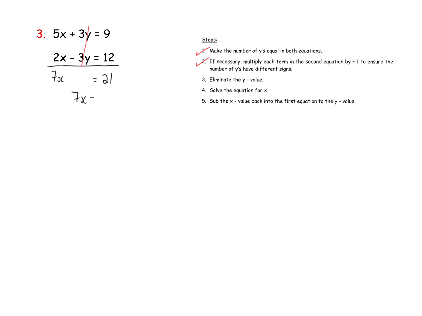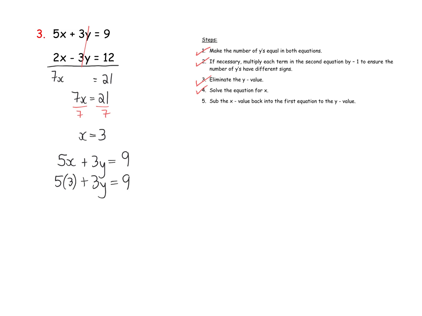Then we have 7x is equal to 21, and what we need to do in step 4 is solve the equation for x. So we have 7x, we need to figure out what x is, so we divide both sides by 7, and we'll get x is equal to 3. Then we must do step 5, and step 5 says sub the x value back into the first equation to find the value of y. So we can either pick the first equation or the second equation, it doesn't matter, you can decide. I'm going to pick the first equation, which is 5x plus 3y is equal to 9, and we replace the x with 3.